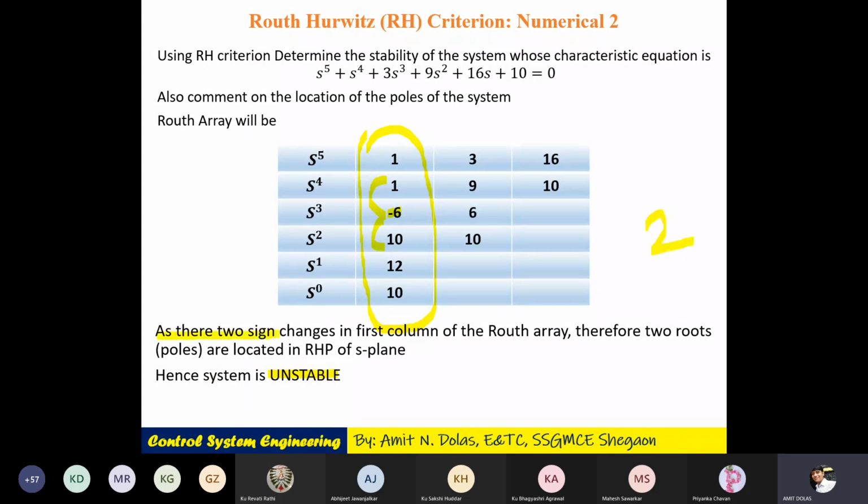So as there are two sign changes in the first column of the routh array, therefore two roots or poles are located in the right hand plane. Means we don't know the exact location. यहाँ पे कहीं पे दो poles हो सकते हैं, बाकी के pole of course इधर है, but our statement is if any of the poles is in the right hand side, then the system is unstable. So this system is unstable.